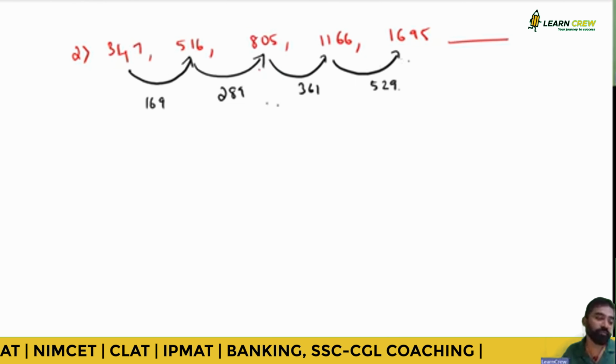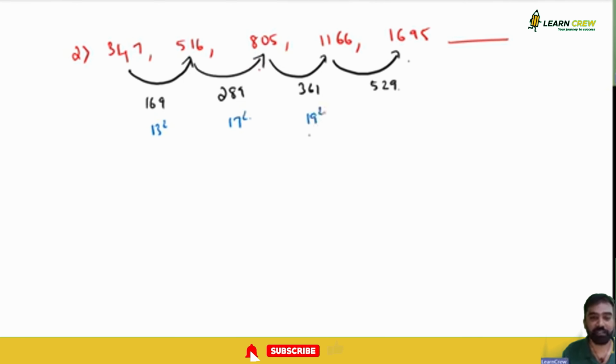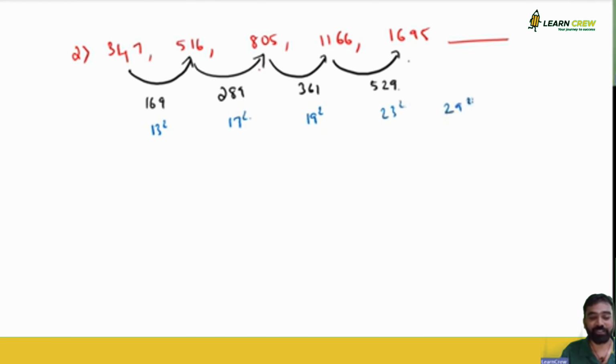So what are these numbers? Squares. What's 169? 13 square. What's 289? 17 square. What's 361? 19 square. What are these numbers? 13, 17, 19. Prime numbers. So the next number is going to be 23 square. After 23, you have 27, which is not prime, so 29 square. What's 29 square?